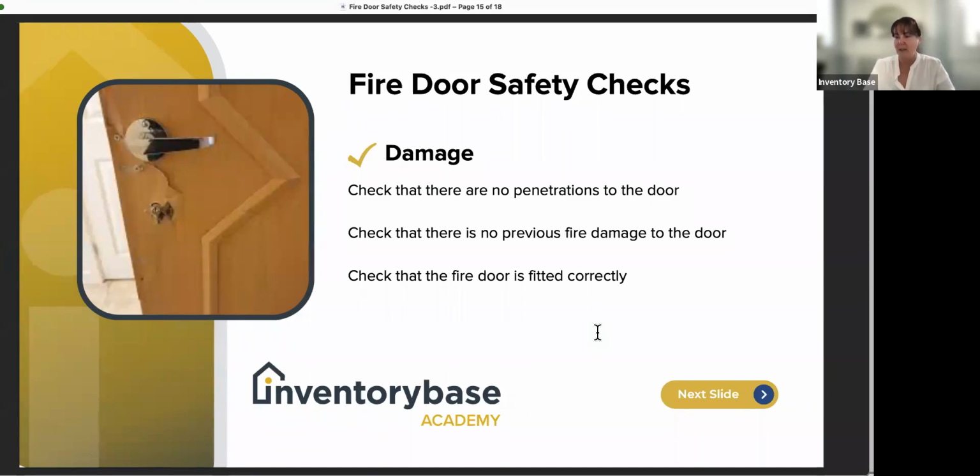Is there any previous fire damage to a door? It could be that there's been a fire in the building, in that particular area, maybe a hallway or an entrance area, but the fire door is still showing signs of fire damage and hasn't yet been replaced. So again, I'd be looking to put on the report for the responsible person to investigate that, to see if the fire door is still fit for purpose, and if not, then obviously make arrangements for specialists to replace or repair. And again, make sure that fire door is fitted correctly to the frame. It's the right type of door for the area that it's in, to make sure that the residents are kept safe and the property safe.